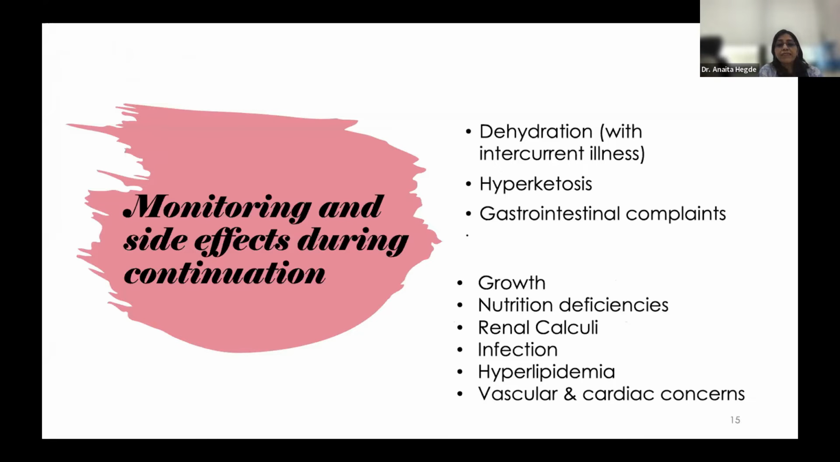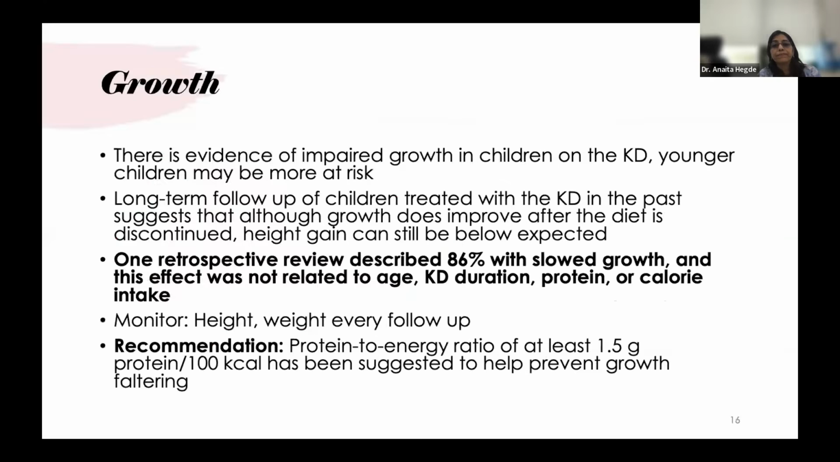Monitoring and side effects during the continuation of the diet. During this phase, the previously seen symptoms like dehydration, which can occur with intercurrent illnesses, hyperketosis, and gastrointestinal complaints can still persist. Besides that, growth faltering, nutritional deficiencies, renal calculi, infections, hyperlipidemia, and vascular and cardiac concerns can occur during the continuation of the ketogenic diet.